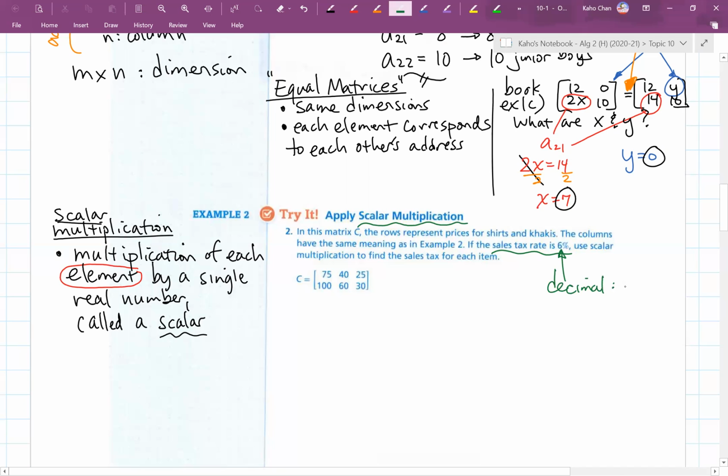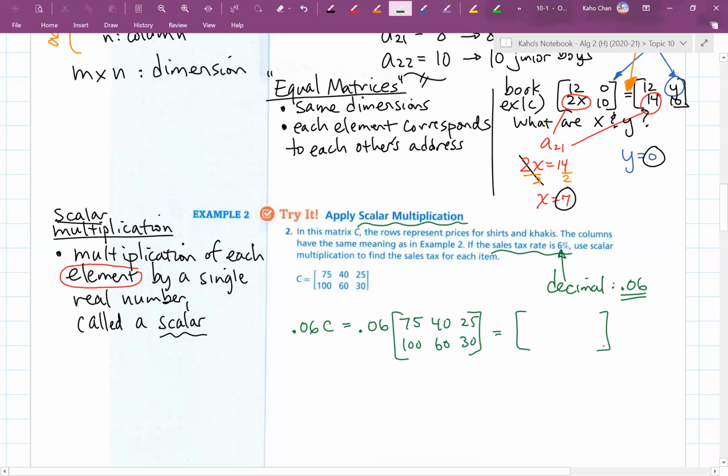And that would be 0.06. And literally, I want to find what 0.06 times C is. So that literally means 0.06 times every element in matrix C. And that's how you write it like this. You just put the number in front of the matrix, and it's implied that you're going to apply the 0.06 to everything. That's all.